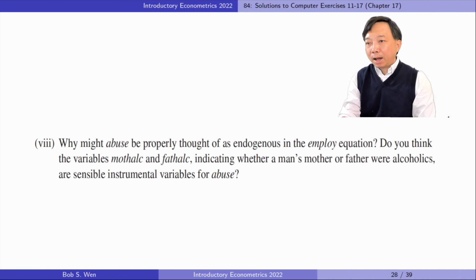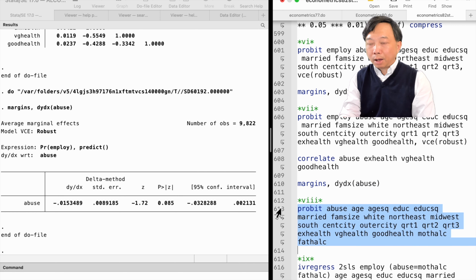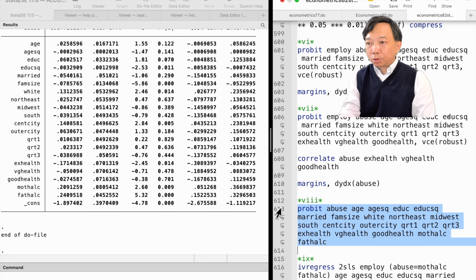To become a valid instrumental variable, it should satisfy two requirements: the instrument relevance requirement and the instrument exogeneity requirement. The first can be verified in the reduced form equation for alcohol abuse. The probit model shows that the two parents alcoholics variables are statistically significant at the 1% level, so they satisfy the instrument relevance requirement.